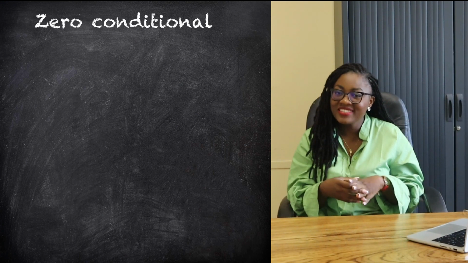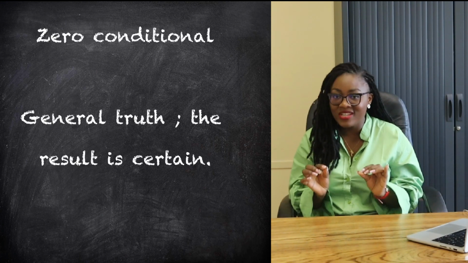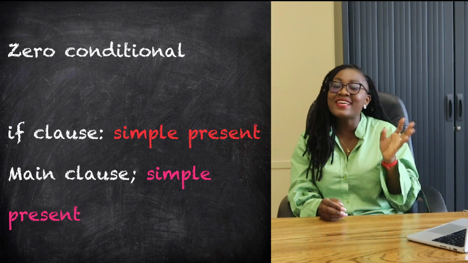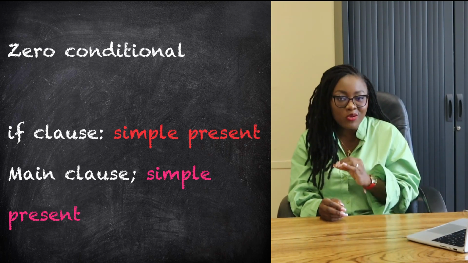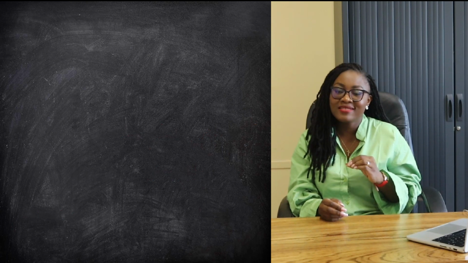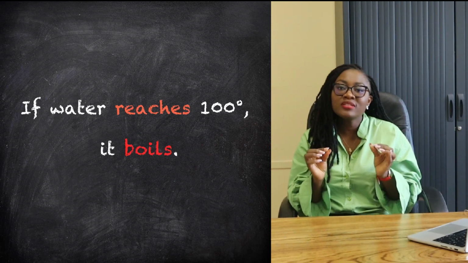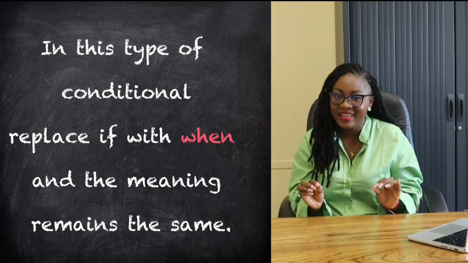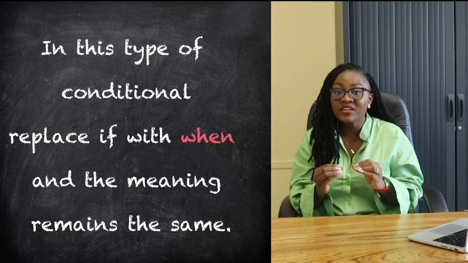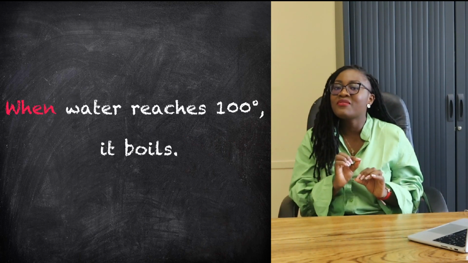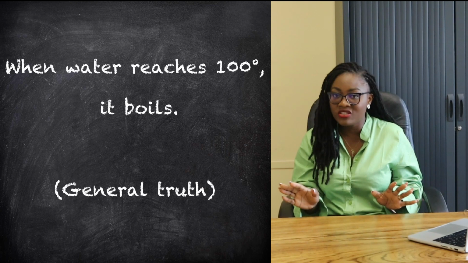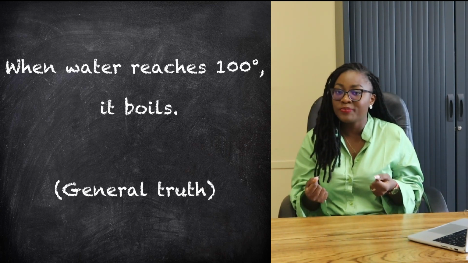The zero conditional is used when the result is certain. In the if clause, the verb is in the simple present, and in the main clause, the verb is also in the simple present. For example, if water reaches 100 degrees, it boils. It's a fact. It's a general truth. When water reaches 100 degrees, it boils. Nothing has changed. It's still true.